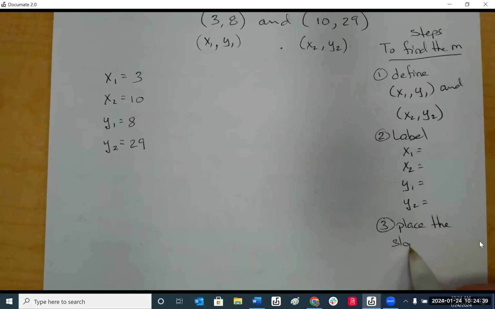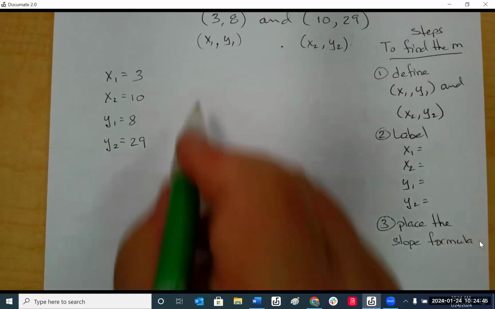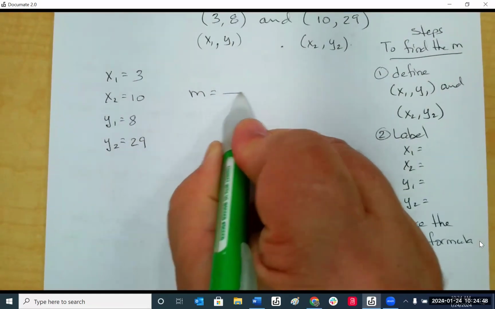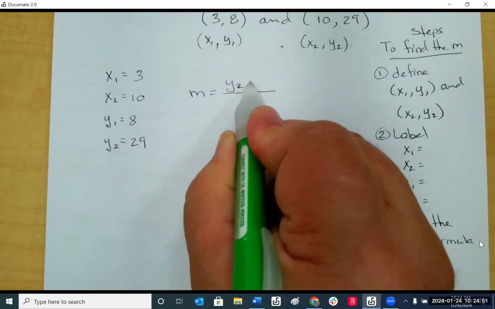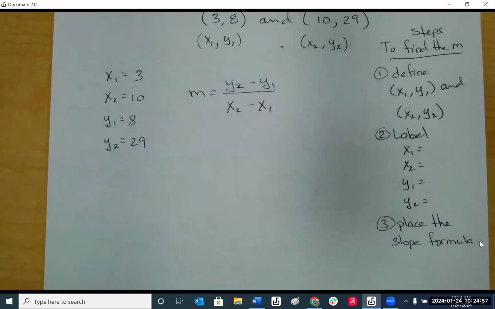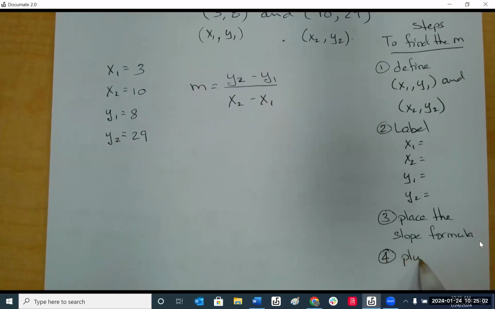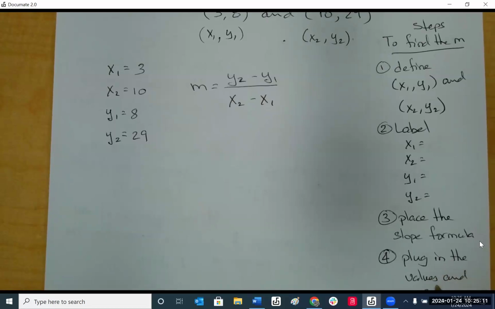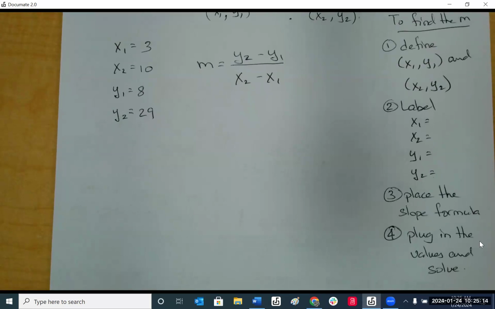Place the slope formula. So, we have m equals y2 minus y1 over x2 minus x1. Plug in the values and solve. Plug in the values, then solve.